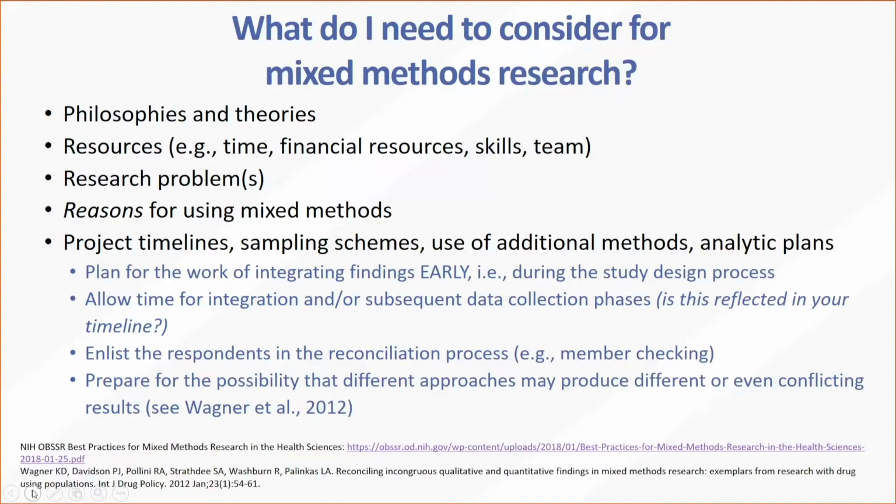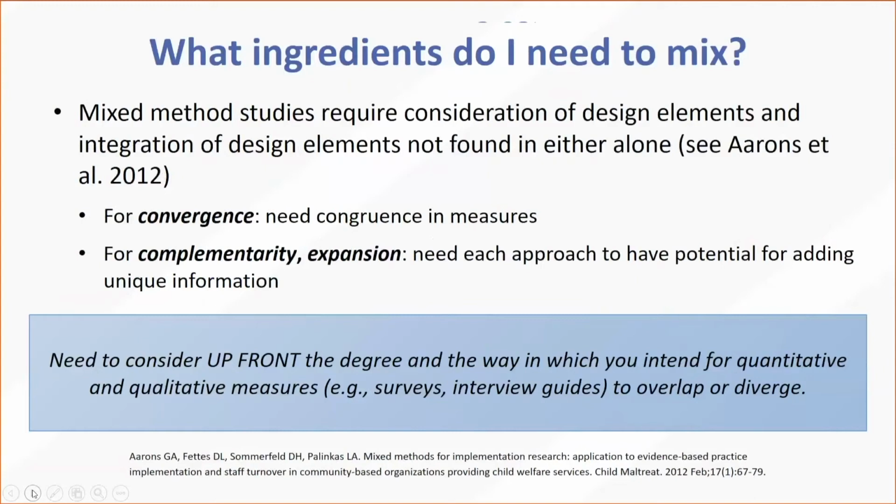I think the key point that I would make here is that you really want to think in integrated mixed methods work about your plan for integrating findings early. As you see here, we really need to think up front about the degree and the way in which you intend for your quantitative and qualitative measures and other data collection approaches to overlap or diverge. You need to think about, very early on, how you're going to try to achieve that integrated mixed methods analysis during the course of your study, thinking about issues of congruence in measures or how you're setting up your data collection to achieve complementarity or expansion.